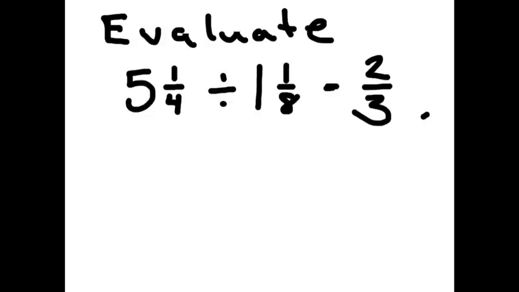Here's a hard one. This one actually has more than one operation, and we need to follow the order of operations, PEMDAS. Parentheses are first, exponents, multiplying and dividing are third, and last are adding and subtracting. So we need to do the division first. So we've got 5 1/4, which is going to be the same as 21/4, times, I'm going to change that division to times, and this one is going to be 9/8, and the reciprocal of that is 8/9.